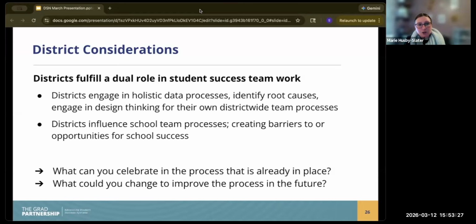So as you are taking this back to your work in your teams, a couple of questions up here to help you think about situating this within your ongoing work. What can you celebrate in the process that you're already doing related to things like data analysis, root cause analysis, and engaging in student voice and human-centered design practices? And based on what you learn there, what can you change? What can you look at leveraging, at adjusting to then see greater impact in the future?